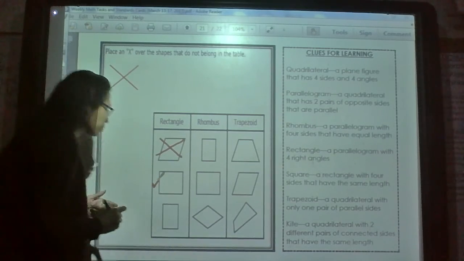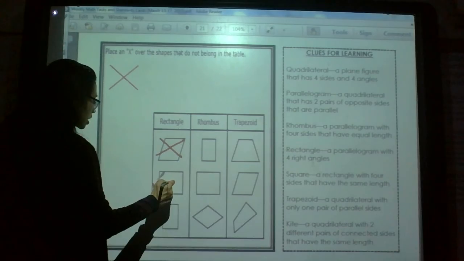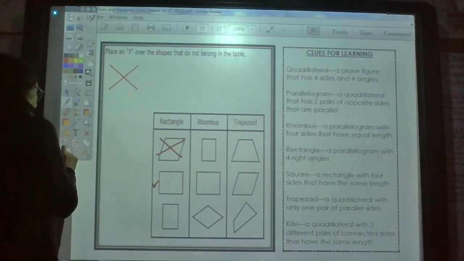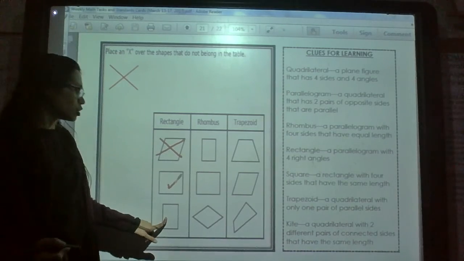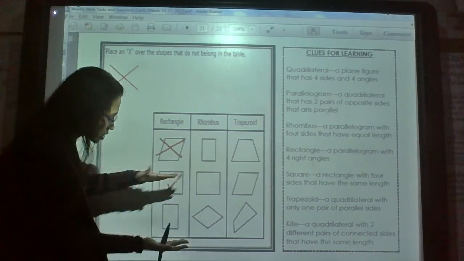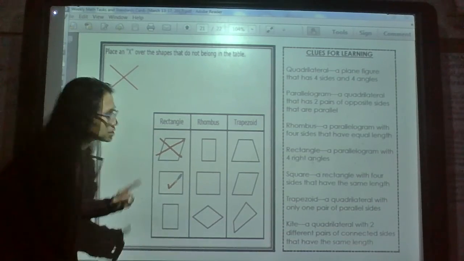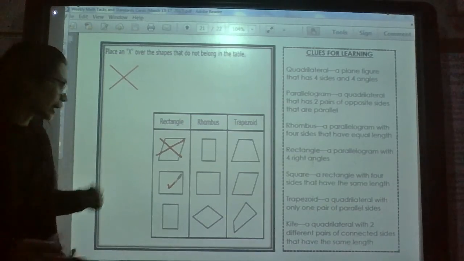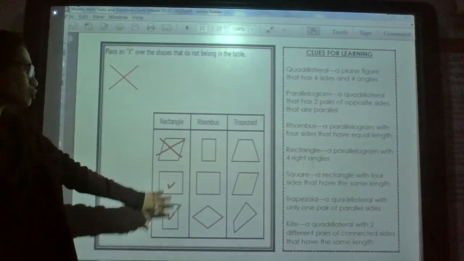Maybe we'll just put the check inside. Let's put the check. I'm going to put the check inside right there. Okay. The last one. Is this a rectangle? Is it a parallelogram? Look, the top and the bottom lines are parallel. The left and the right are parallel. Yes. Do they have right angles? Yes. Bam, right there. So these 2 match.